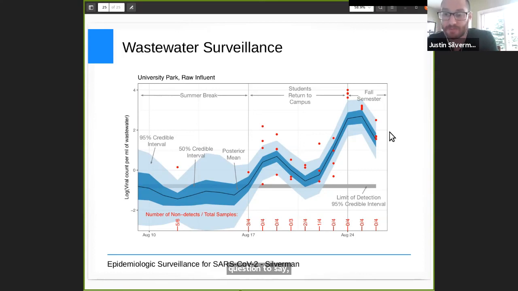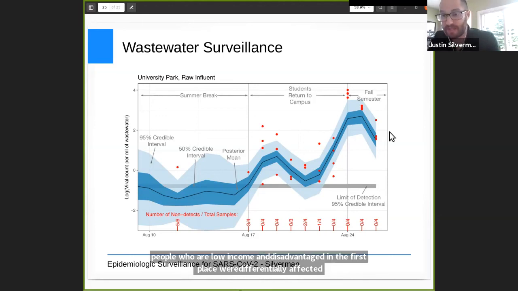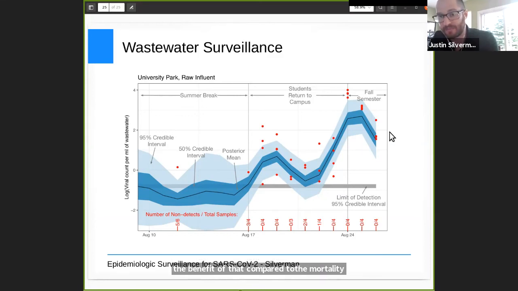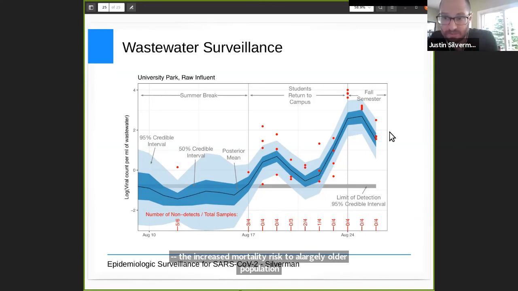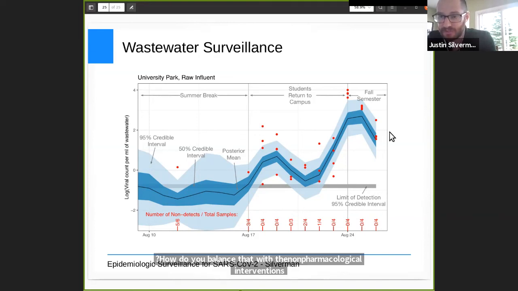Not only is it almost impossible to have enough data to answer that question, but it's also really a question of values, right? We know that there was a hit to the economy. We know that people who were low income and disadvantaged in the first place were differentially affected by the lockdowns. What's the benefit of that compared to the increased mortality risk to a largely older population? And how do you balance that with these non-pharmacological interventions? It's almost an impossible question to answer using data. It really is almost a value-based question.